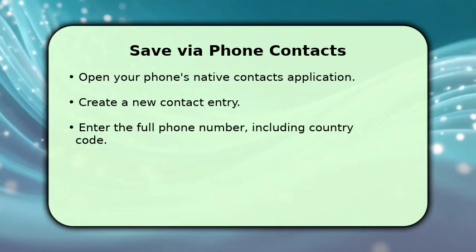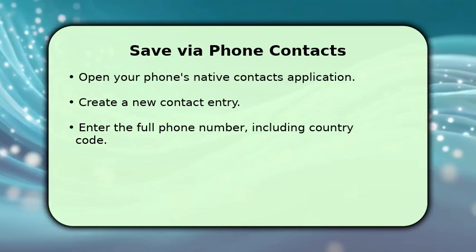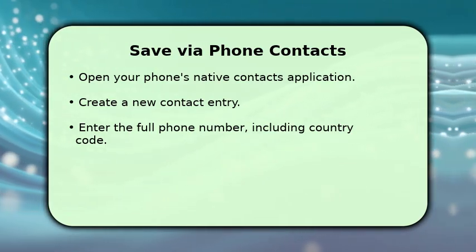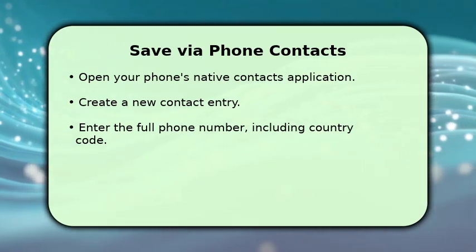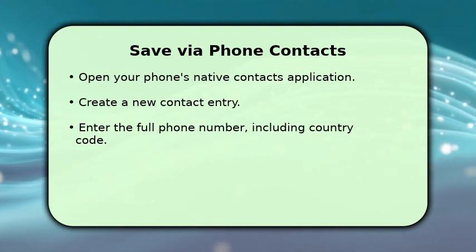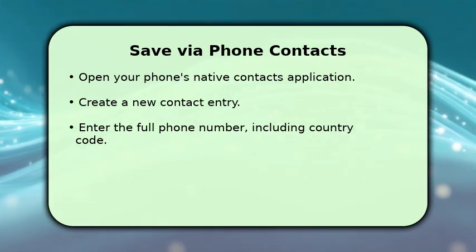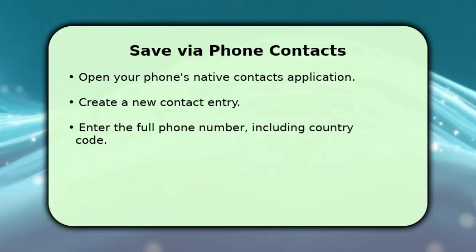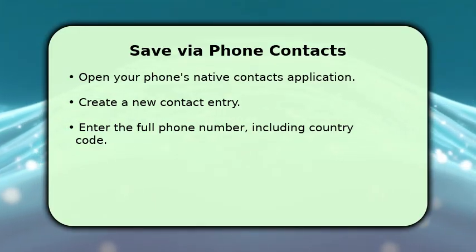If you prefer to add a contact through your phone's address book, begin by opening your device's native contacts application. Locate and tap the option to create a new contact entry. Carefully enter the full phone number, ensuring you include the correct country code for international numbers. After inputting their name and any other desired information, save the contact. This method integrates seamlessly with WhatsApp.